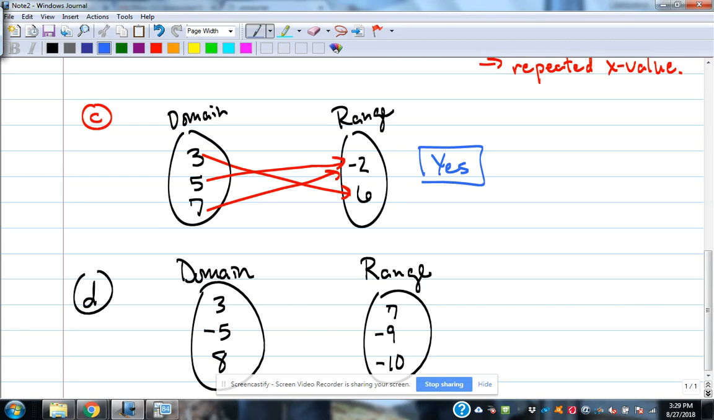So I'm just making up numbers here. 3, -5, 8 in the domain bubble. 7, -9, -10 in the range bubble. And let's just throw some arrows on there.